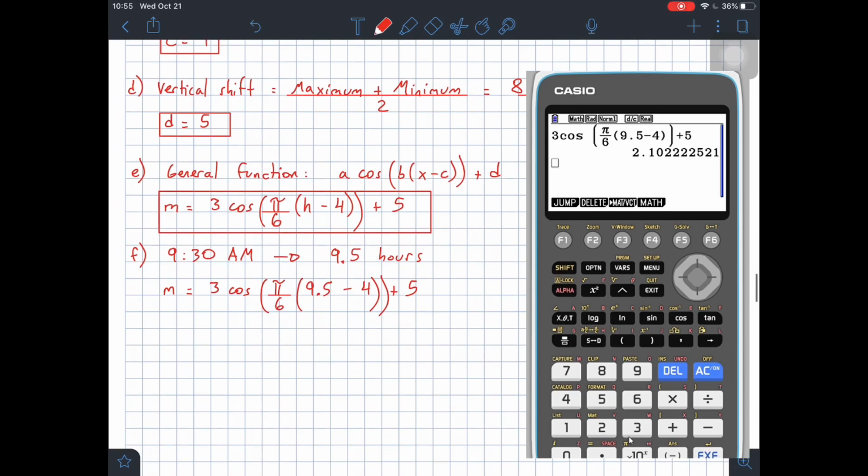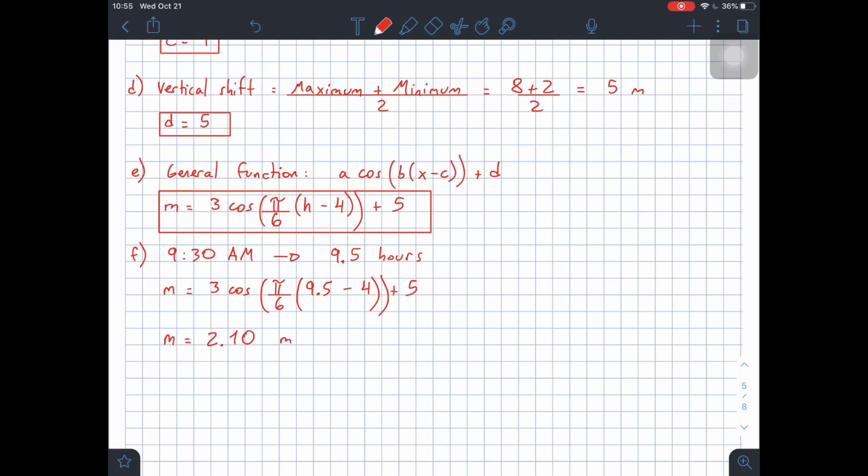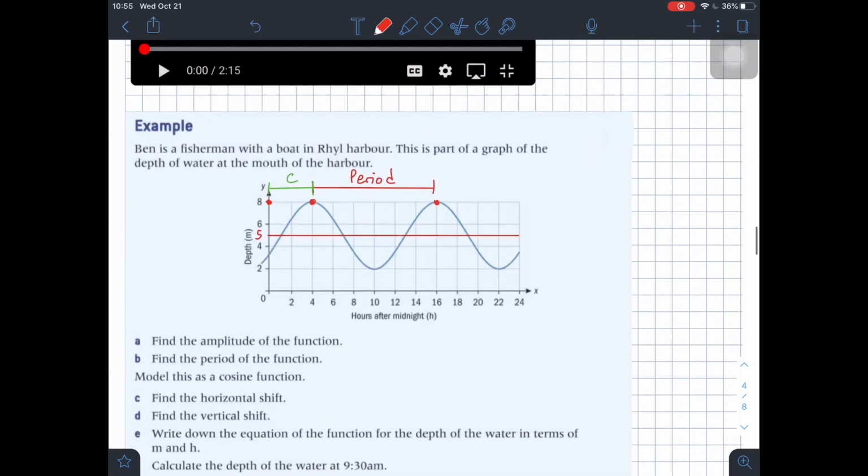So there we have the depth of the water for this case, right? So M is equal to 2.10 if you leave it in 3 significant figures. And we're talking about meters, I think, right? Let me check.